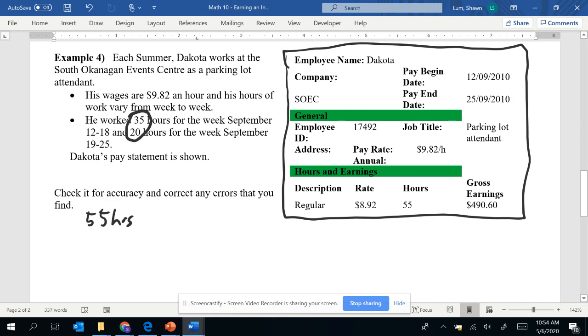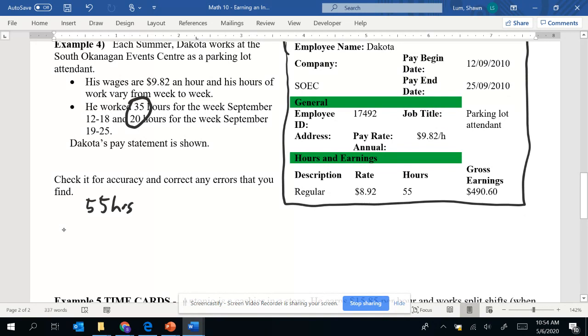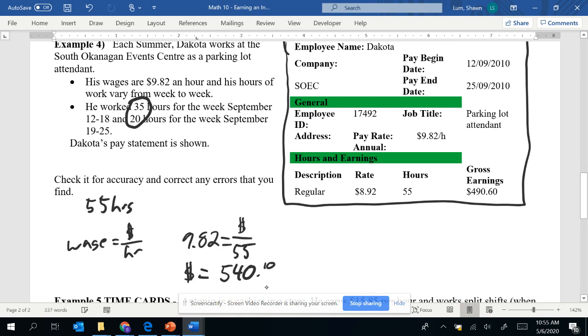Okay, so again, I'm going to write my formula right here: wage equals dollars per hour. My wage is $9.82 equals dollars over 55 hours. Multiplying both sides by 55, I get the dollar value is equal to, so I'm going to go 9.82 times 55 equals, and I get 540.10.